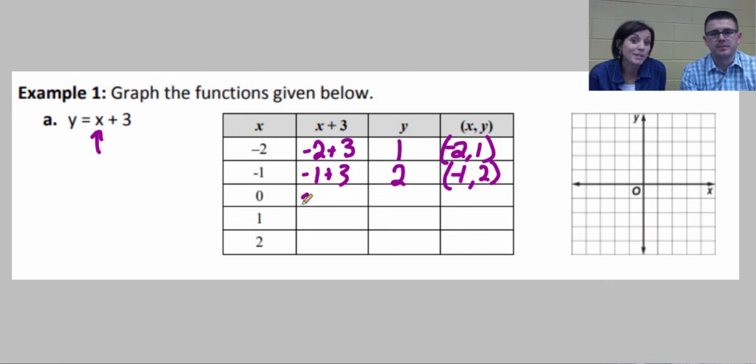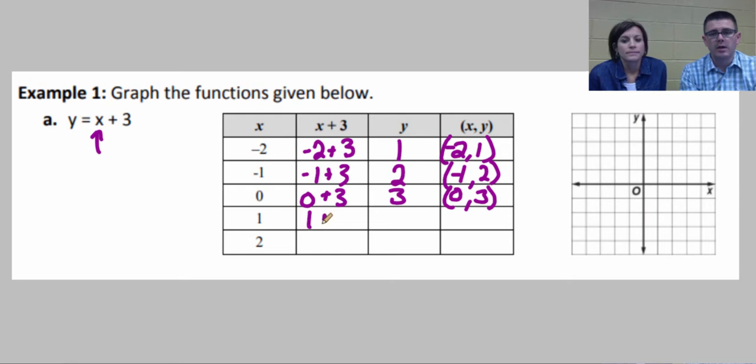I get 0 plus 3. I try to give you the easy ones. I know. 3, 0, 3. Right on that x or y axis, sorry. And usually if you've been doing 3 or 4 of them, you should start to notice a pattern in your y's. That way you kind of know you're on the right track.